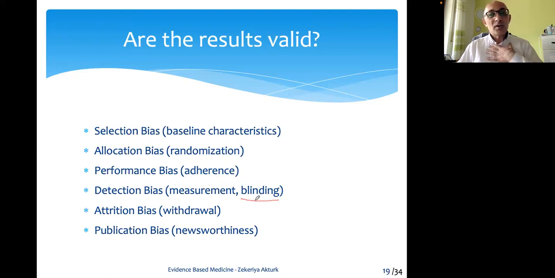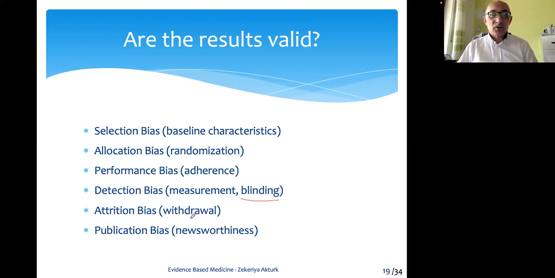Because if I know that this is a treatment arm patient and I'm measuring the body mass index, it is possible that I cheat. That is the fact. The scientists, although they claim and they want to be honest, always, that's not 100% possible. So we have to take care of this blinding whenever possible.